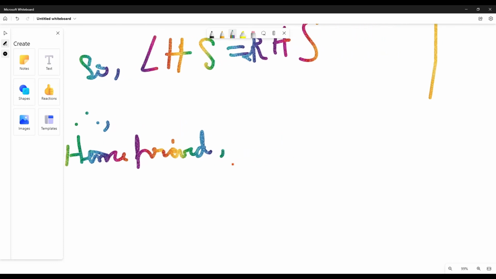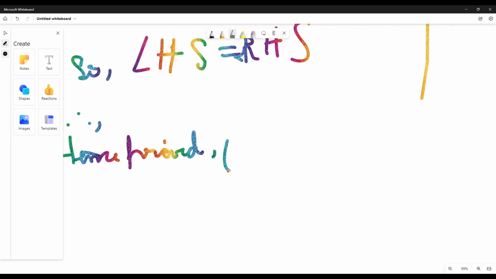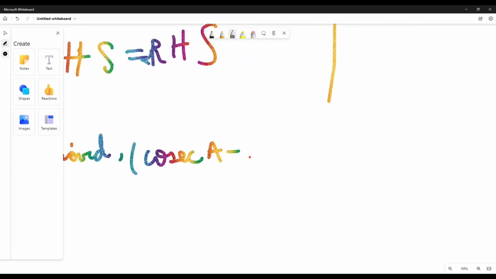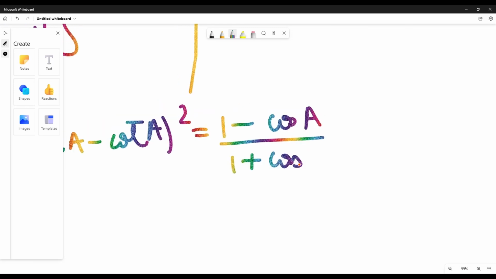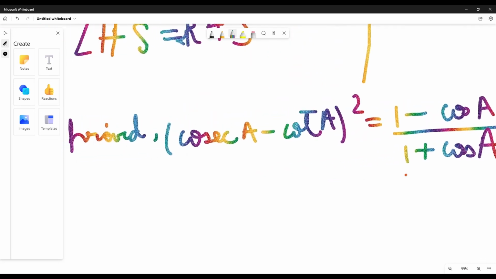Hence proved: cosec a minus, what was it? Yes, do you remember? Yes, cot a whole squared should be equal to 1 minus cos a upon 1 plus cos a, right?